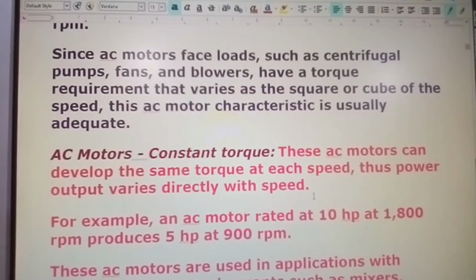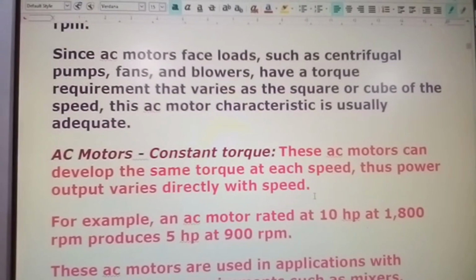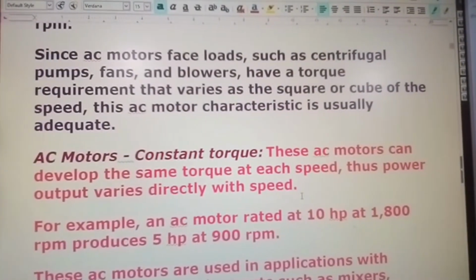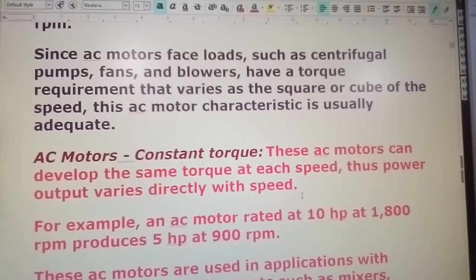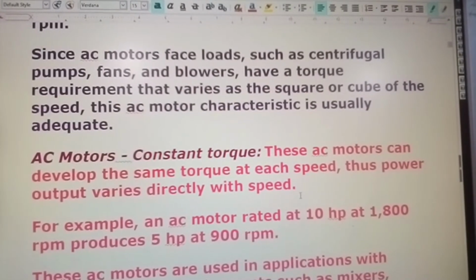These AC motors are used in applications with constant torque requirements such as mixers, conveyors and compressors.